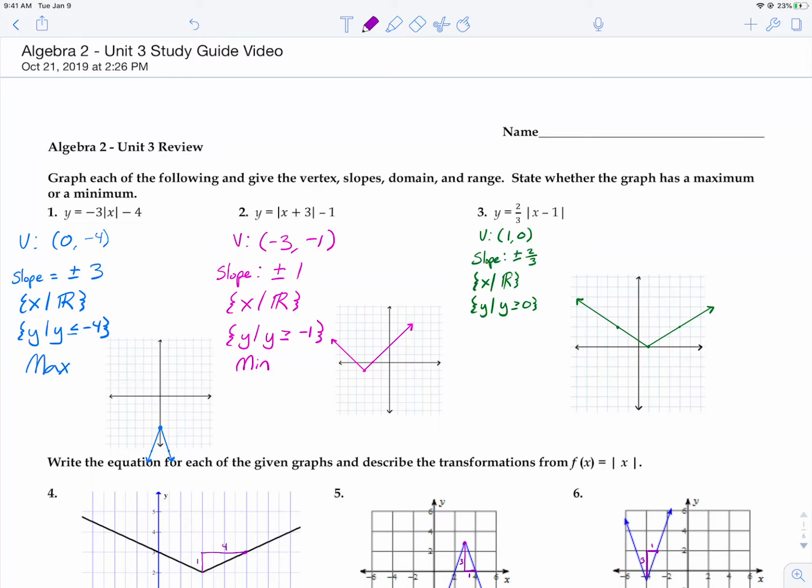Okay, my Algebra 2 students, I'm going to go over the study guide. I have everything already solved, so I'm just going to talk through it. Feel free, if you understand a problem, to just skip through it. Hopefully I've answered all the questions, and let me know if I've made an error.